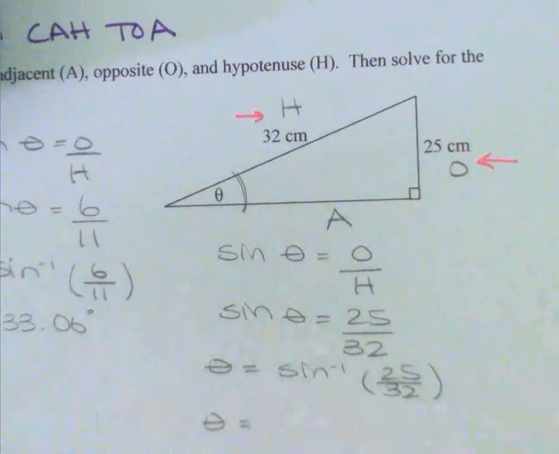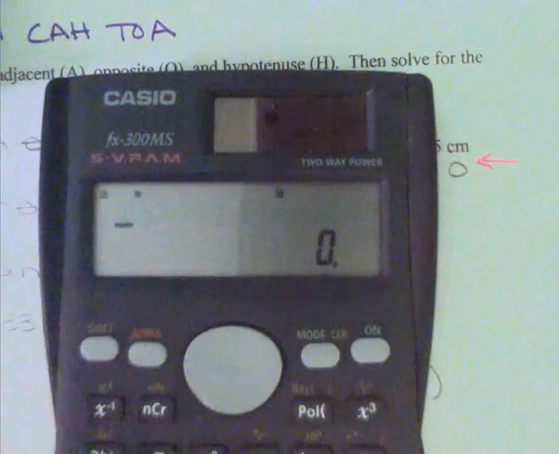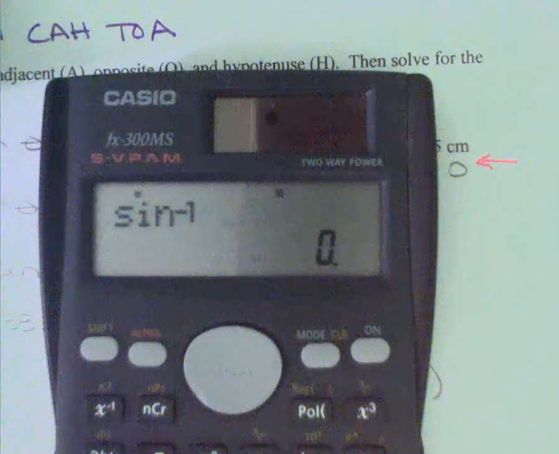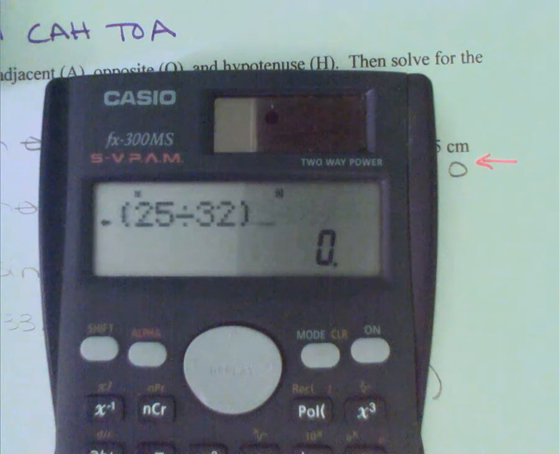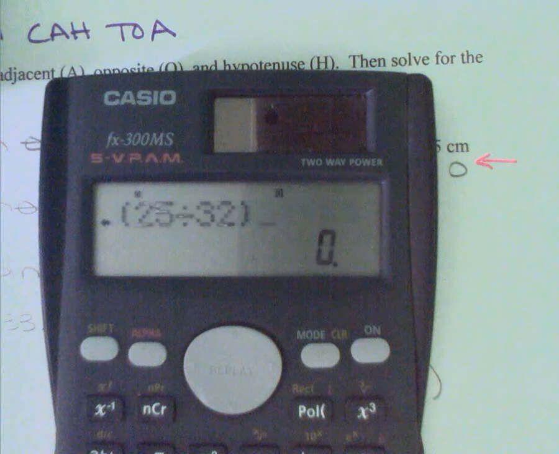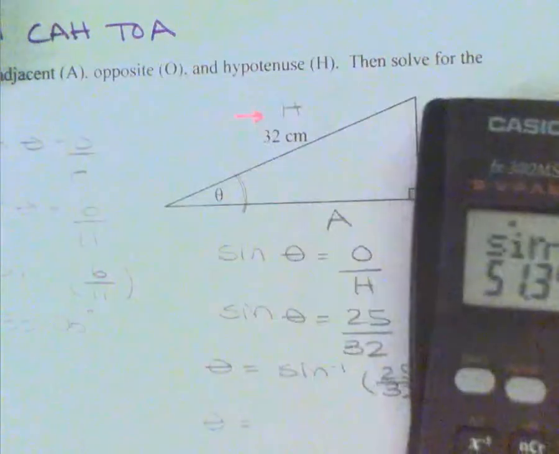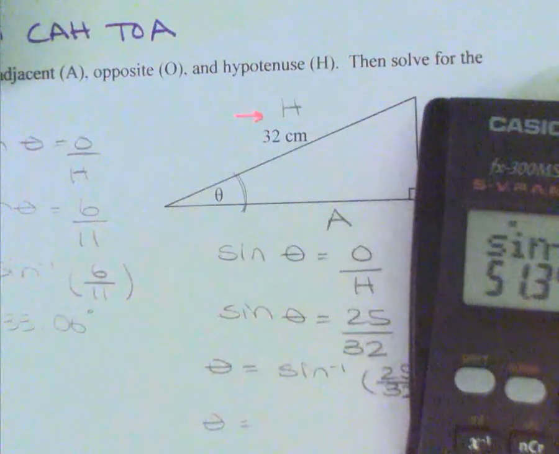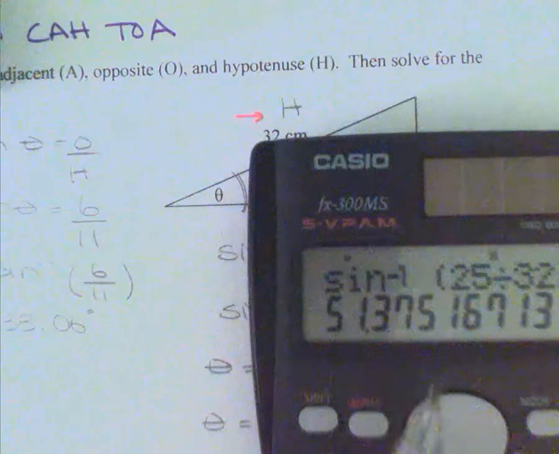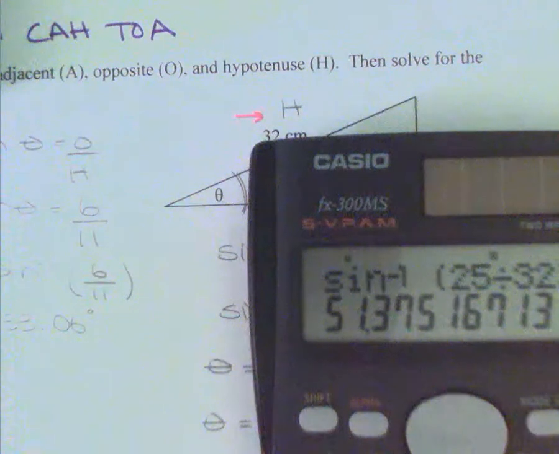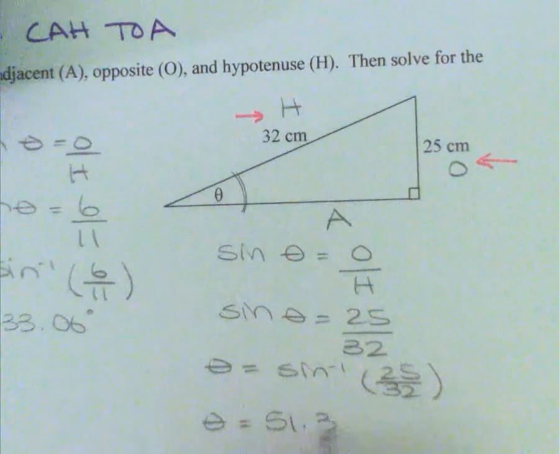So theta equals, I'm going to grab my calculator. I'm going to do sine inverse, bracket, and then I want to do 25 divided by 32 and close those brackets. Then I hit equal. That's the angle that goes right here that relates those two side lengths. I got 51.375, so really 51.38. So I'm going to write 51.38 degrees.